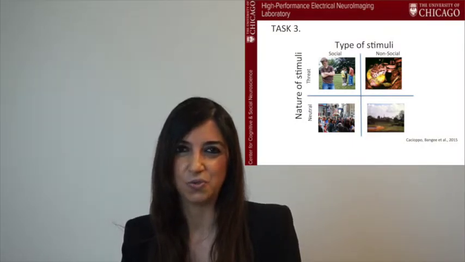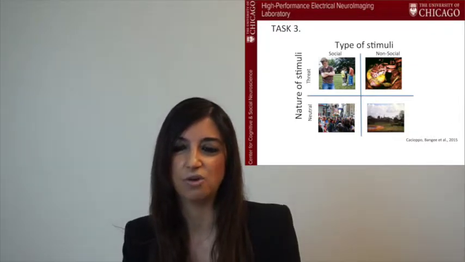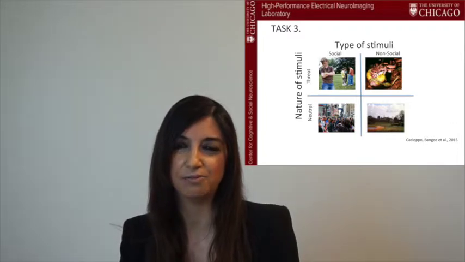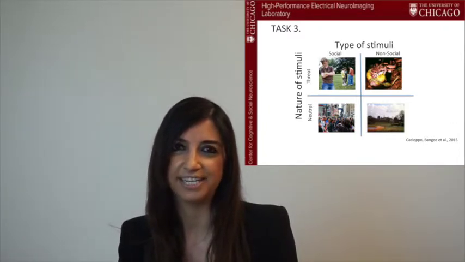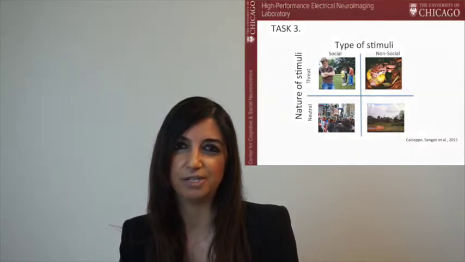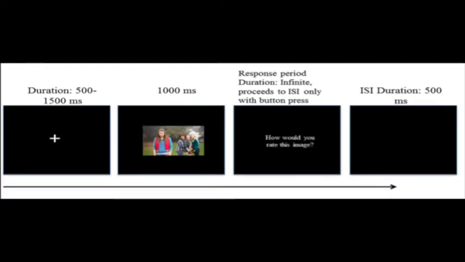As in task 2, the experimental design of this third task was a 2x2 mixed model factorial design with image type, social and non-social, and image nature, neutral and threat, as within subjects factors, and loneliness, high and low, as a between subjects factor. The participants were instructed to gaze at the center of the screen and were asked to view each picture. They made a categorical judgment regarding the valence of each image during the response slide.